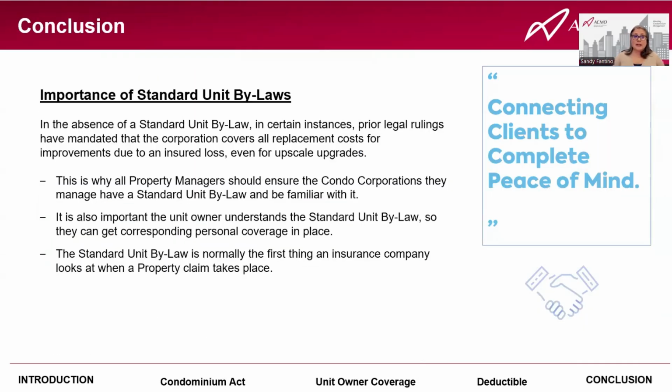So in conclusion, understanding the importance of the standard unit bylaw. In the absence of the standard unit bylaw, in certain instances, prior legal rulings have mandated that the corporation covers all replacement costs for improvements due to the insured loss, even for upscale upgrades. This is why property managers should ensure the condo corporations they manage have a standard unit bylaw and that they are familiar with it. It is important that the unit owner understands the standard unit bylaw so they can get corresponding personal coverage in place. And the standard unit bylaw is normally the first thing an insurance company looks at when the property claim takes place.